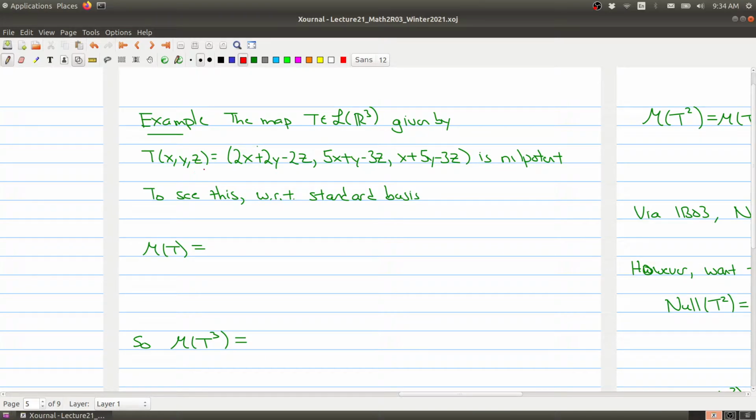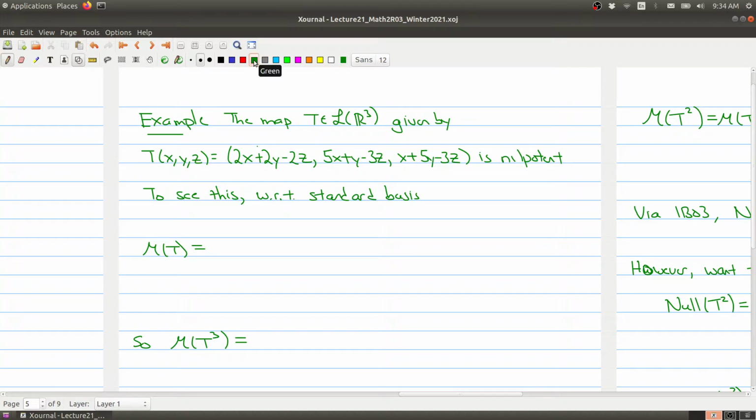The example I want to look at is the map given by sending x, y, z to 2x plus 2y plus z, 5x plus y minus 3z, and x plus 5y minus 3z. My claim is that this is a nilpotent operator. First of all, how would you even see this? Luckily, for this particular example, you can just use matrix operations to check.